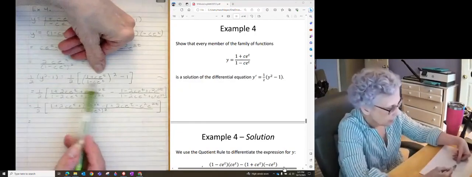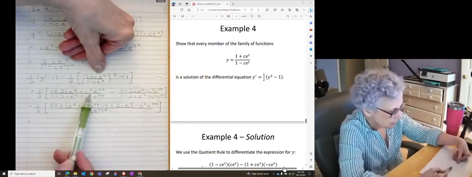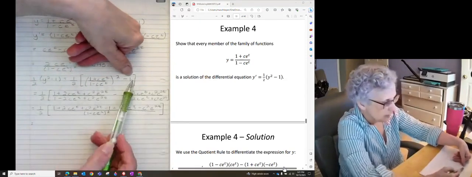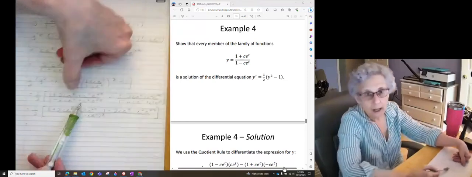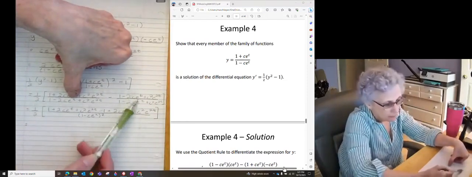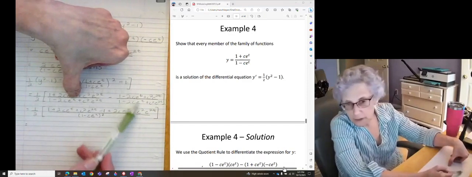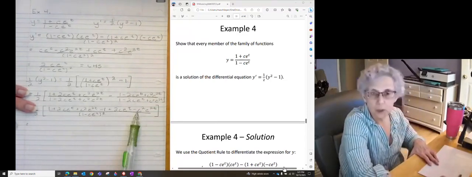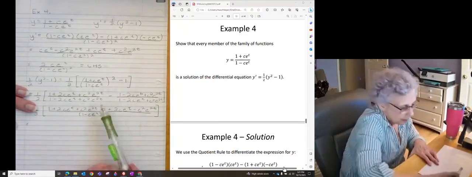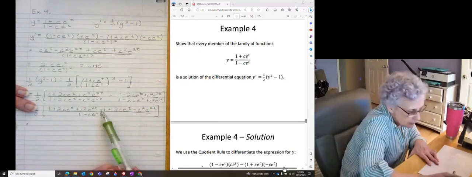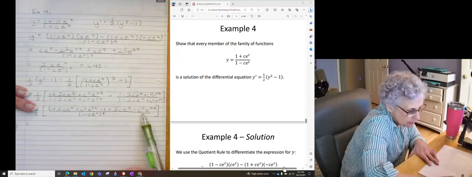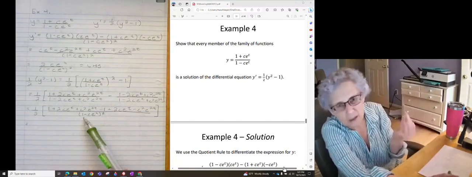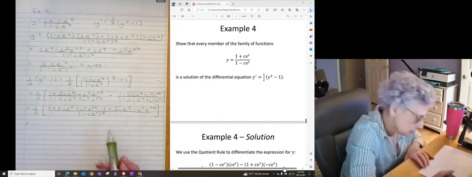I squared 1 plus c e to the t. I squared 1 minus c e to the t. And then I knew I had to write 1 as this denominator over that denominator. You know, same thing. So then I rewrote them in one handy unit. I made sure I distributed that minus sign, so the 1 became minus, that became a plus, that became a minus. And then I just put that back as (1 minus c e to the t) squared.